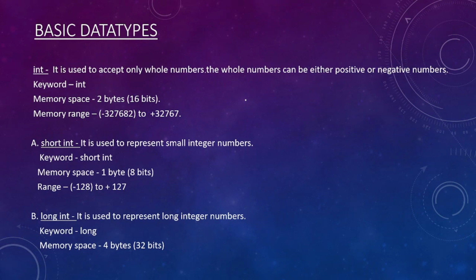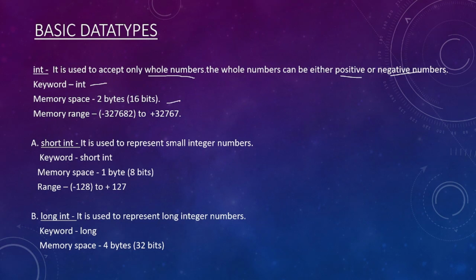So int is only used for whole numbers. You can't give decimal numbers in it. And the whole numbers can either be positive or negative, it's your wish. But you can't give decimal numbers, because even if you give decimal numbers, it will only consider the whole part of it. And the keyword is int. The memory space is 2 bytes.